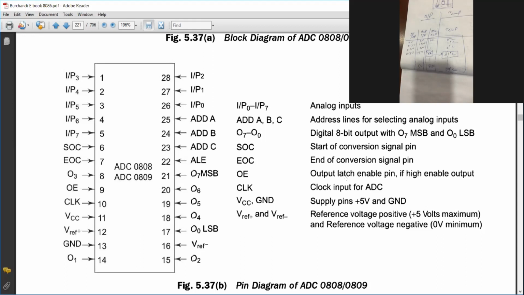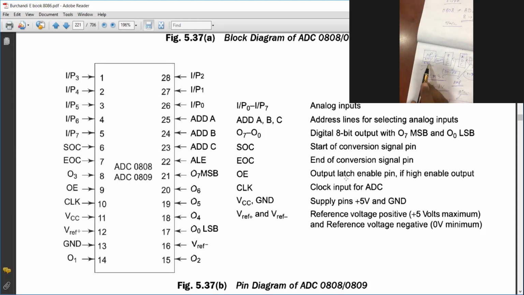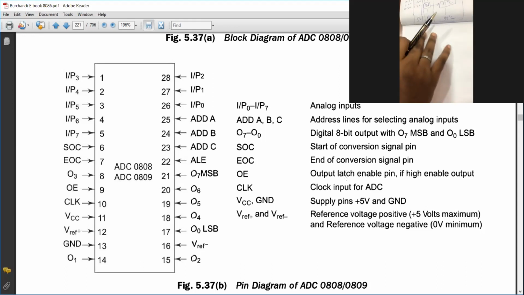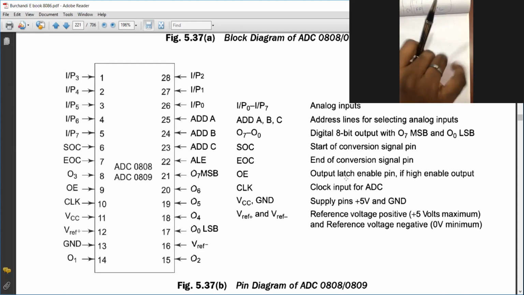From this, the microprocessor knows what the temperature will be. Whatever I have discussed today, it can be a final year project also.